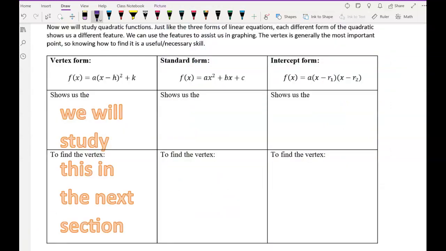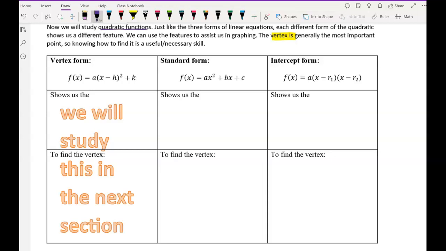Since Unit 3, students, is all about graphing, okay, we're kind of picking up from Unit 1. So in Unit 3.1, we will study quadratic functions, okay? Just like the 3 forms of linear equations, each different form of the quadratic shows us a different feature. That means something important: we can use the feature to assist us in graphing. The vertex is generally the most important point. So knowing how to find it is a useful or necessary skill.